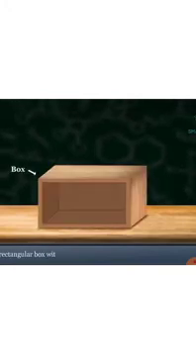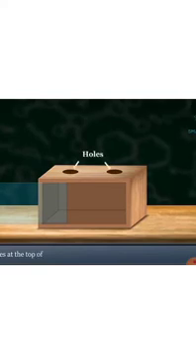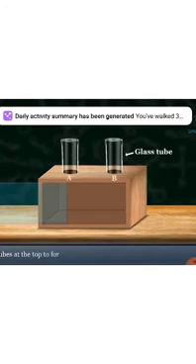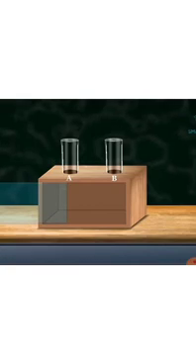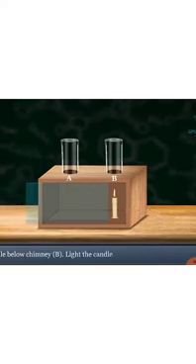Convection of heat in air. Take a closed rectangular box with glass fitted to its one side. Pierce 2 holes at the top of the rectangular box. Fit 2 glass tubes at the top to form chimneys. Place the candle below chimney B. Light the candle.